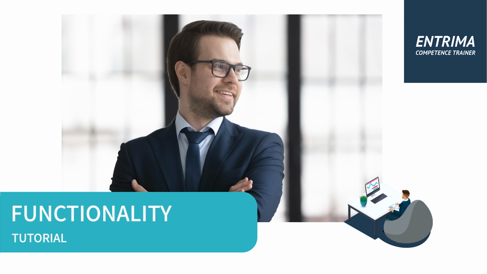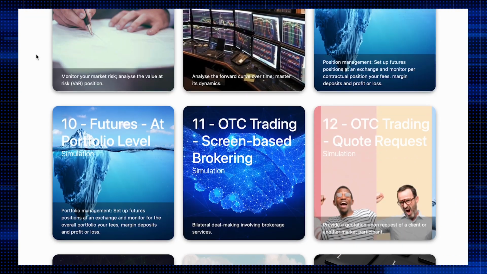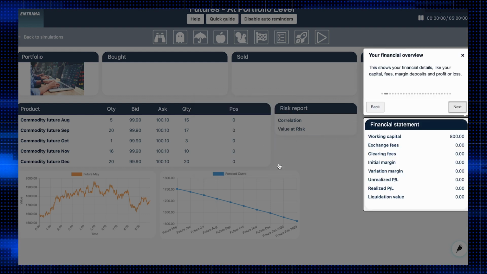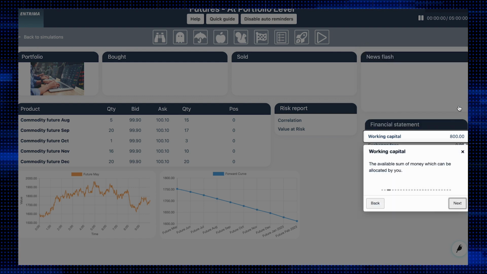The most generic simulations include a tutorial so that learners who are new to trading are being guided. The tutorial provides you with an introduction to what is shown on screen. This contributes to getting an understanding of market working and to master the basics of trading.